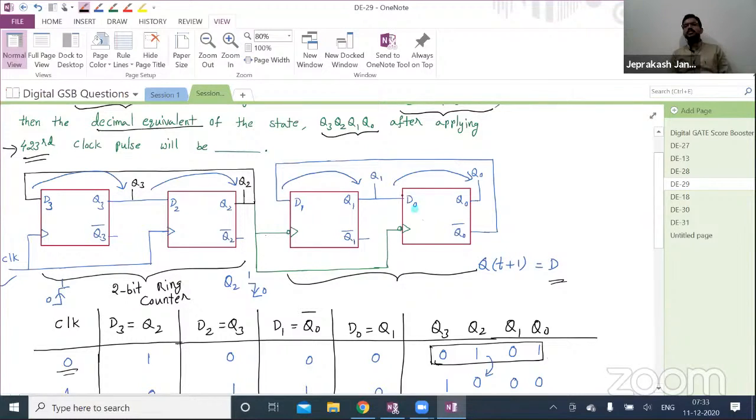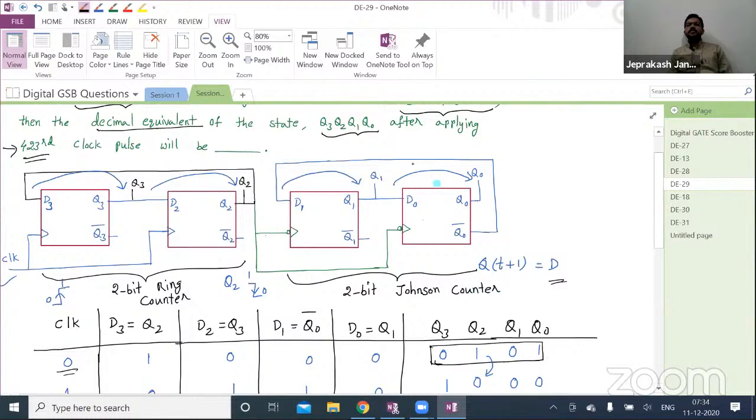What is the name of this particular circuit? Johnson counter. Yes, very good, Rajshekhar. It is a 2-bit Johnson counter.